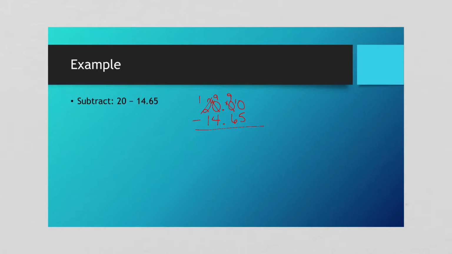So now I've got 10 minus 5, which is 5. 9 minus 6 is 3. Bring your decimals straight down. 9 minus 4 is 5. 1 minus 1 is 0, and I don't have to write that 0 in the front. So my answer is 5.35.